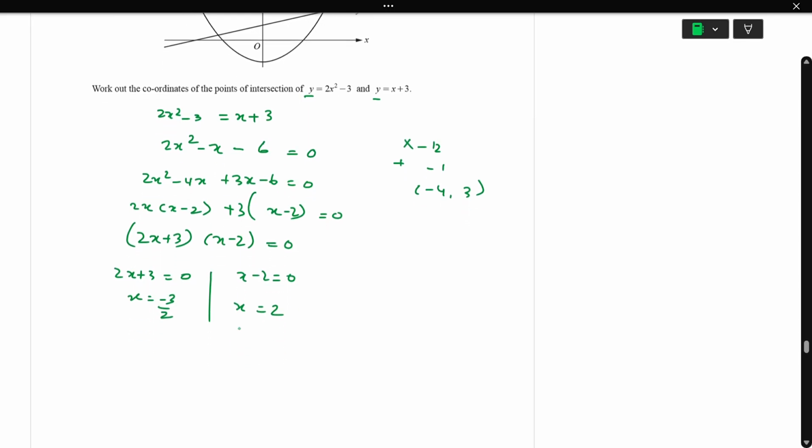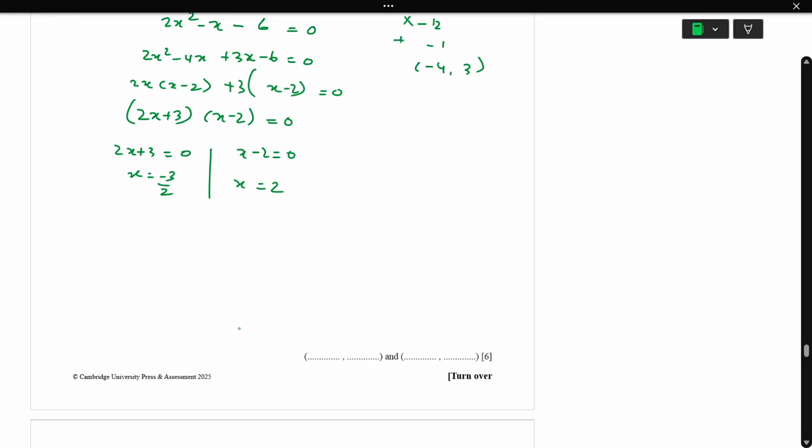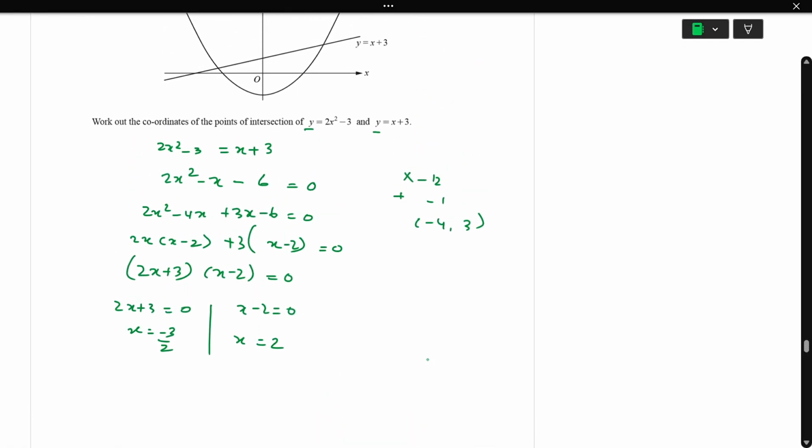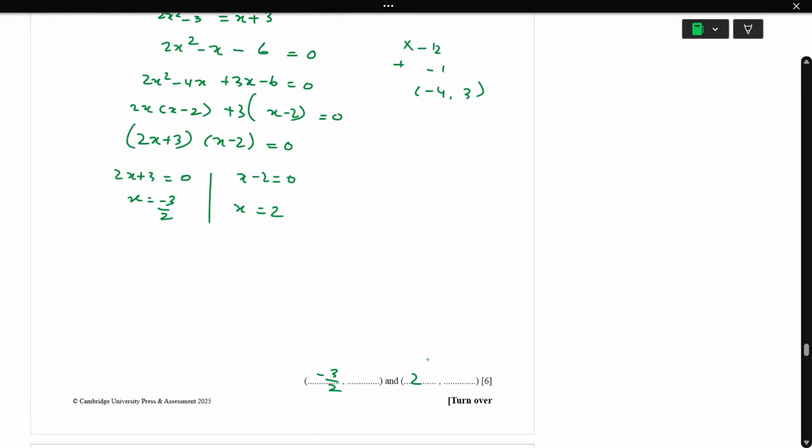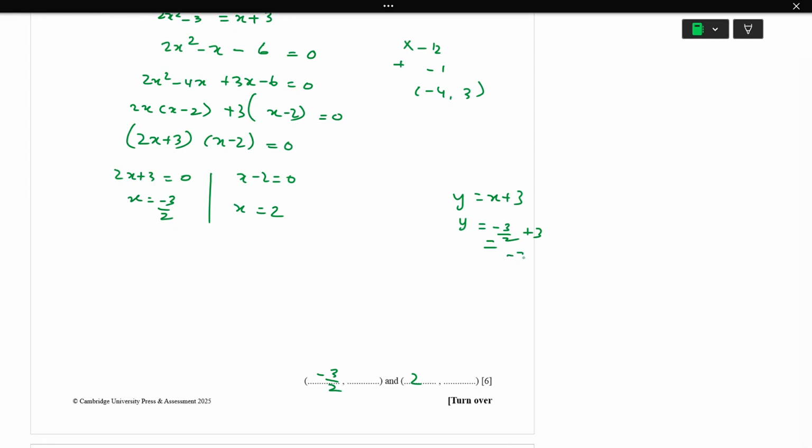So I got two x values, minus 3 by 2 and 2. Now we need to put these values into one of the equations. I'll use y equals x plus 3. When I substitute minus 3 by 2 plus 3, taking the LCM, minus 3 plus 6 by 2, which is 3 by 2. So the answer is 3 by 2 here. Next, when I substitute 2, y equals 2 plus 3, which is 5. So here the answer is 5. These are the coordinates.